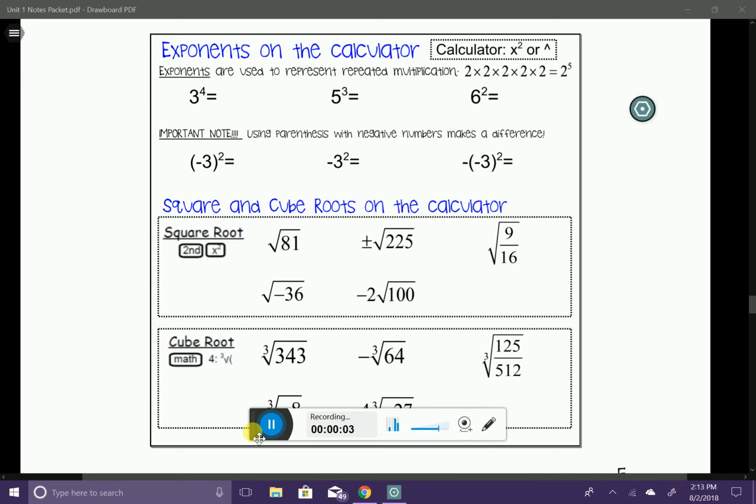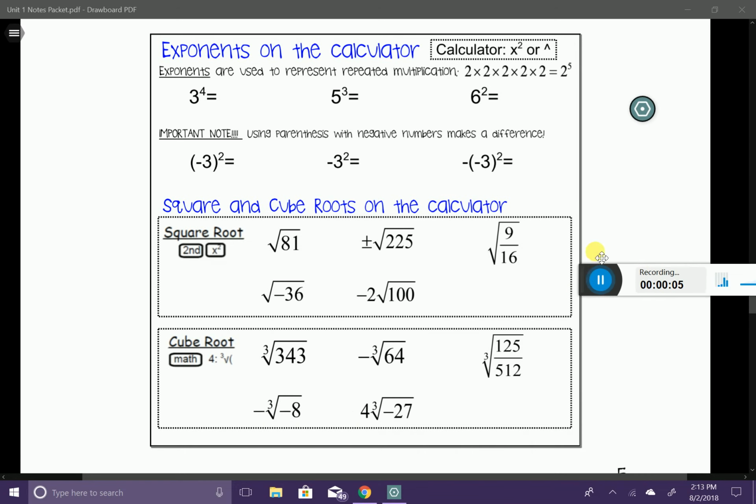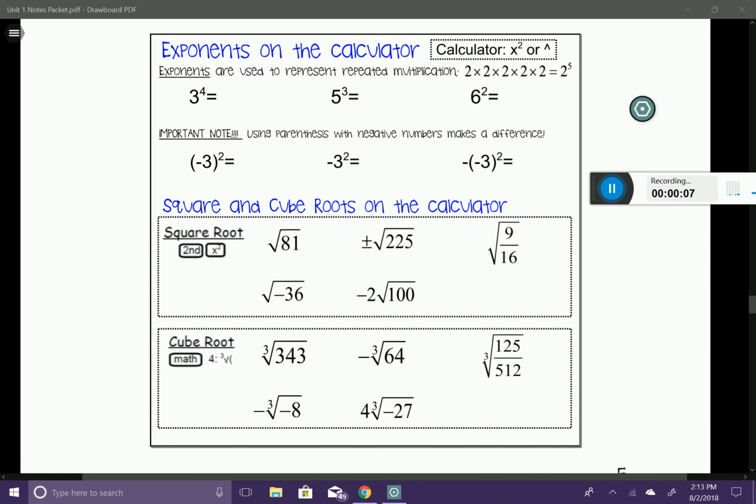This is a short little mini lesson on some algebra basic skills. Particularly, we're going to be looking at squares and cubes, and then square roots and cube roots. So you might be very familiar with what a square and a square root is, maybe not as familiar with a cube and a cube root. That's why we're going to review this, and I'm going to show you how to do this in the graphing calculator.